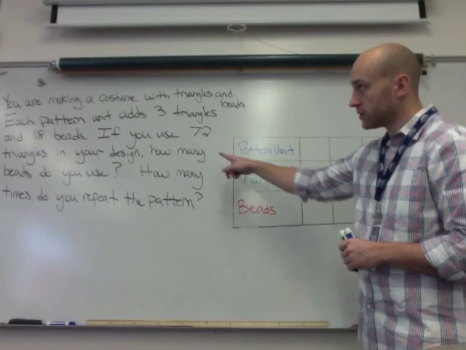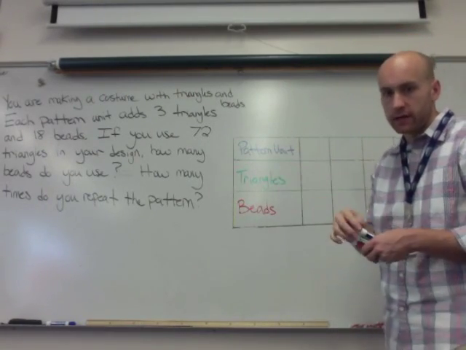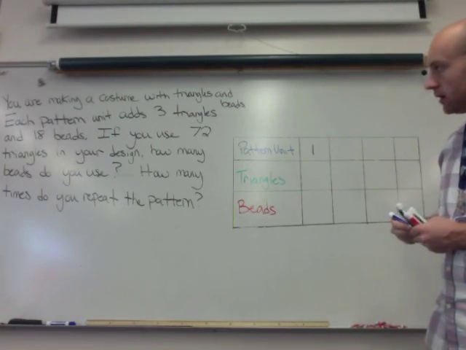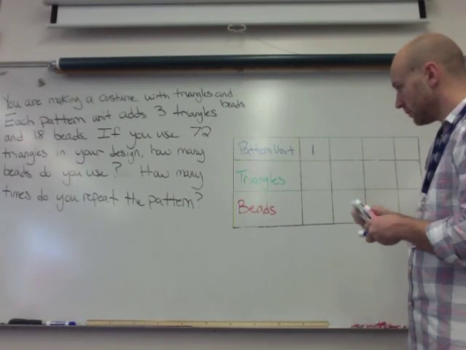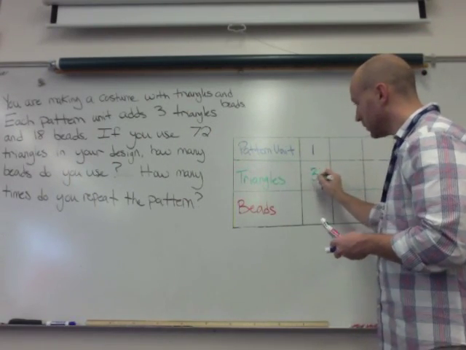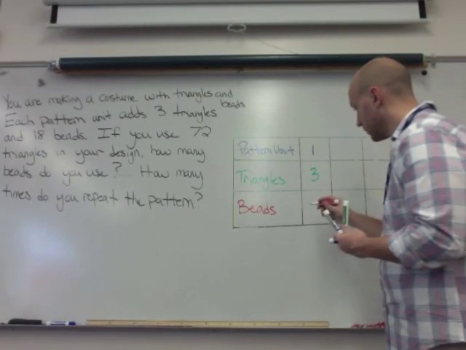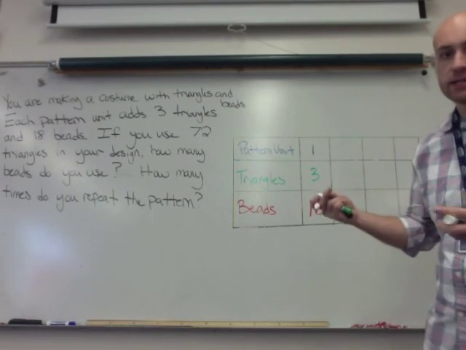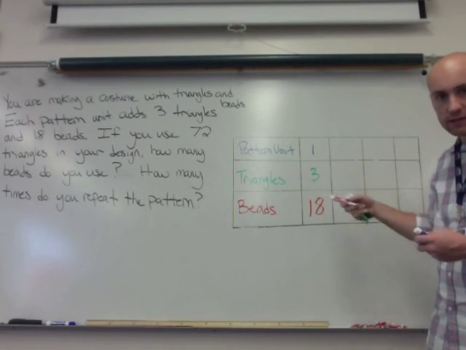So we know from our story problem that each pattern, so I've got pattern unit right here. So for one pattern, we have 3 triangles and 18 beads. So this is what it takes to make a pattern, make a costume. For one pattern, we have 3 triangles, 18 beads.